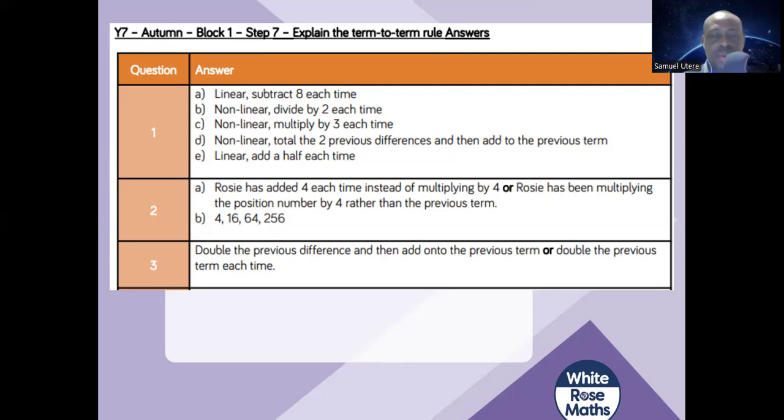So, of course, number 2, like we said, Rosie has added 4 each time. So instead of multiplying by 4, Rosie has been multiplying the position number by 4 rather than the previous term. So position 1 by 4, position 2 multiplied by 4. So possibly that's what she was doing. And then question 3, you double the previous difference and then add onto the previous term, or double the previous term each time. I would rather describe it the last way, so we double the previous term each time.